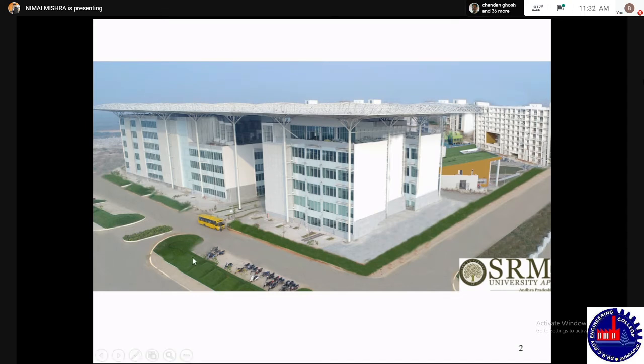In 2017, upon a call from the then Chief Minister of AP, Chandrababu Naidu, they gave 200 acres of land to the SRM Group. Since you are from an engineering background, all of you might have heard of SRM Institute of Science and Technology, SRM Chennai. This is the same SRM Group, but they built a completely new university. So this is a huge construction.